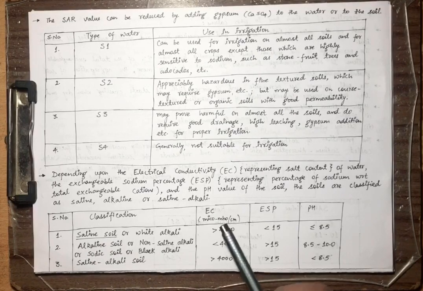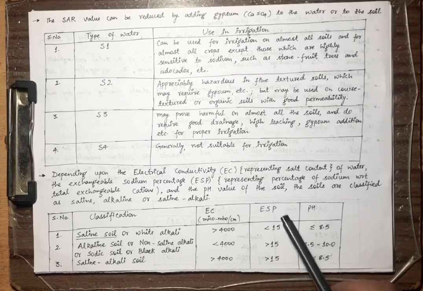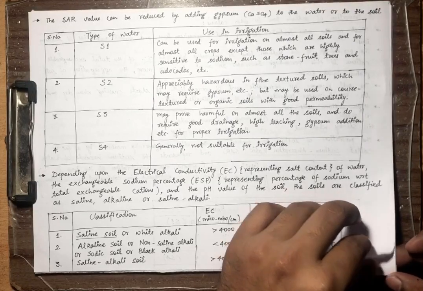If EC is less than 4000, ESP is greater than 15 and pH ranges between 8.5 to 10, then that type of soil is termed as alkaline soil, non-saline alkali or sodic soil or black alkali. The last one is saline alkali soil. EC should be greater than 4000, ESP greater than 15, and pH less than 8.5. So this is all about the sodium ion concentration in soil or water.